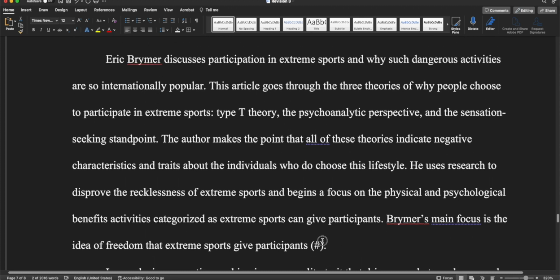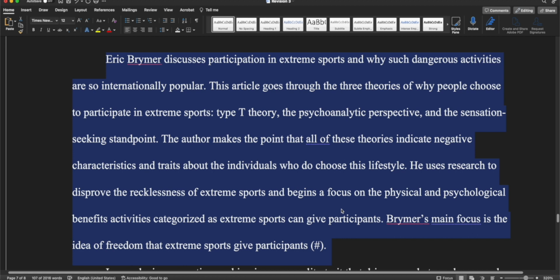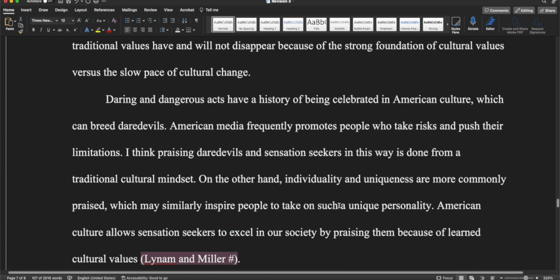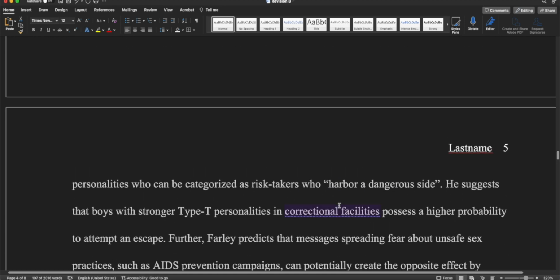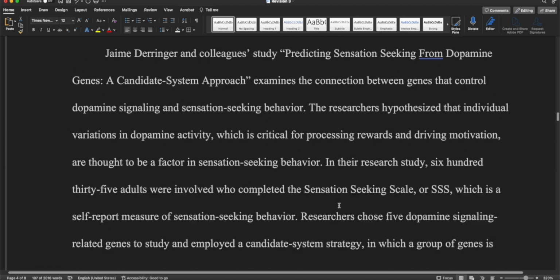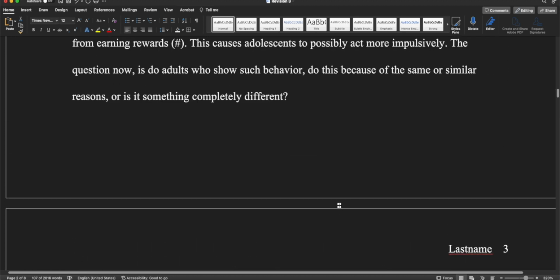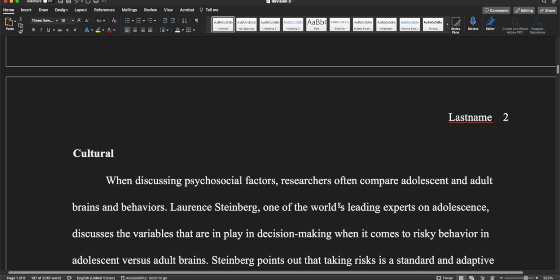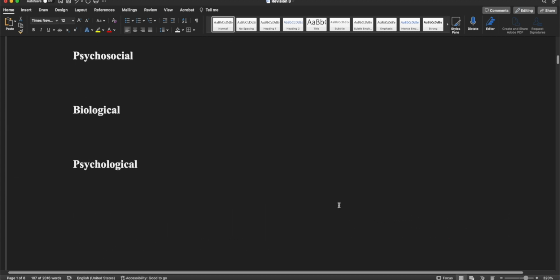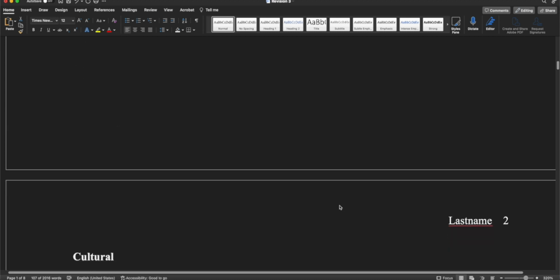Okay, this one doesn't need to be here. It doesn't really fit. We can probably get rid of that one. Moreover, though, we have this setup of the ways we look at it. Where is it? All the way up here. It's going to be psychosocial, biological, psychological, and cultural.